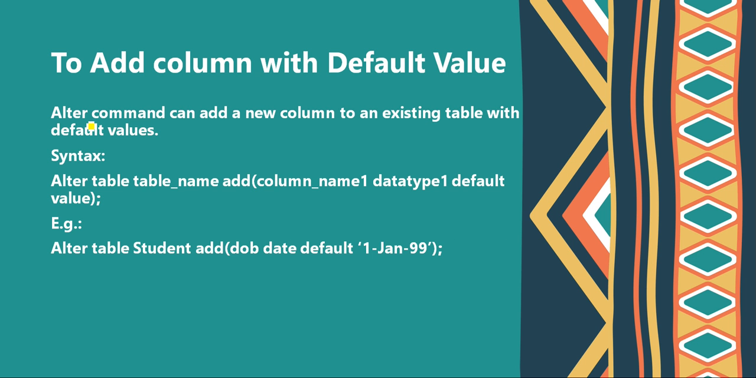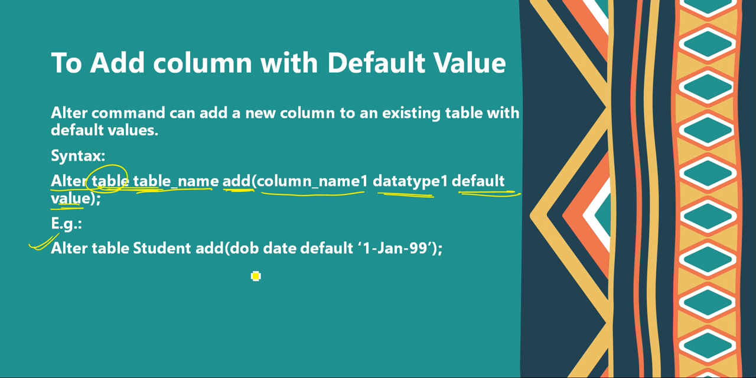So let's just quickly do this, and the syntax should be alter. Then we need to specify what I want to alter. I want to alter the table, then the name of the table, and add. What I want to add? I want to add a column and its data type and the default value. So this is how we can alter.